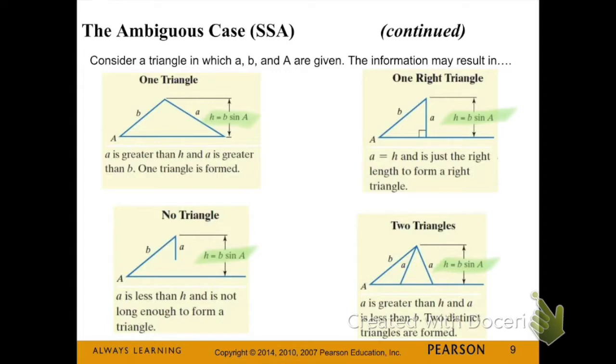If little a is greater than h and a is greater than b, then one triangle is formed. If little a equals h and it's just the right length to form a right triangle, we would get one right triangle. We would get no triangle if little a was less than h. And if little a is greater than h and little a is less than b, then we get two triangles.